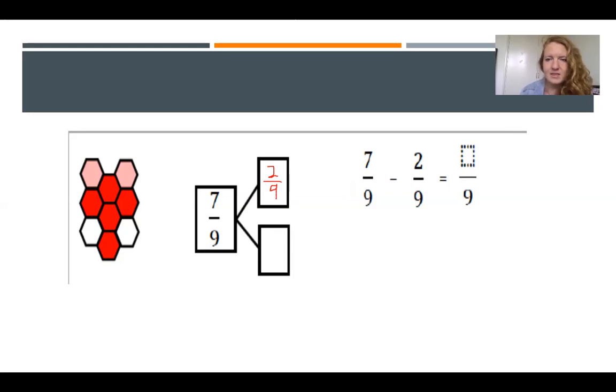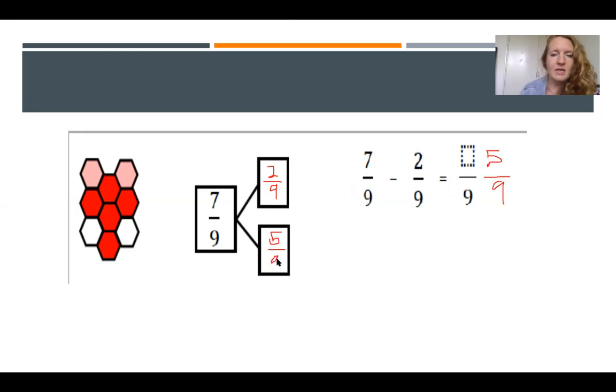Now we need to figure this out and save things. So 7 take away 2. Hopefully you remember it. Use your fingers if you need to, but most of you are very good with your facts. So that is 5. Are we finished here? No, we need to still put our denominator, which they've put for us, 9. So we know that this is equal to 5 ninths.